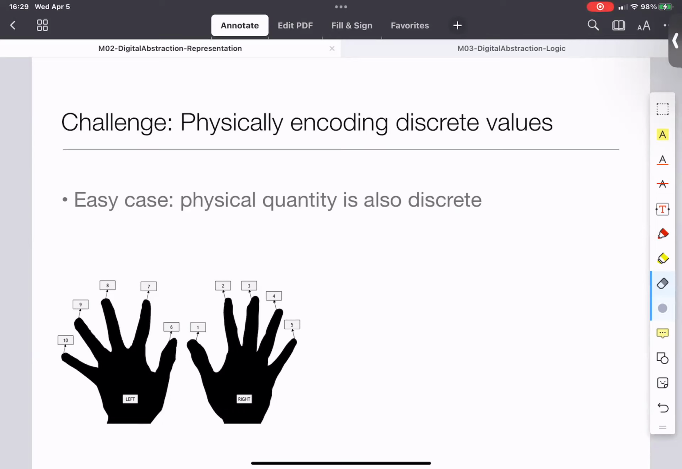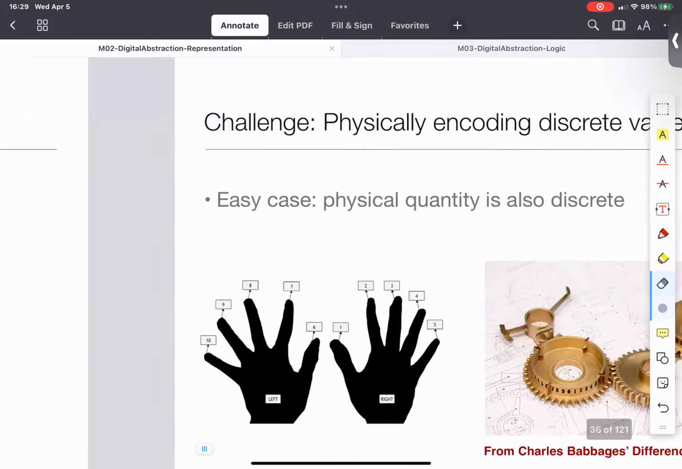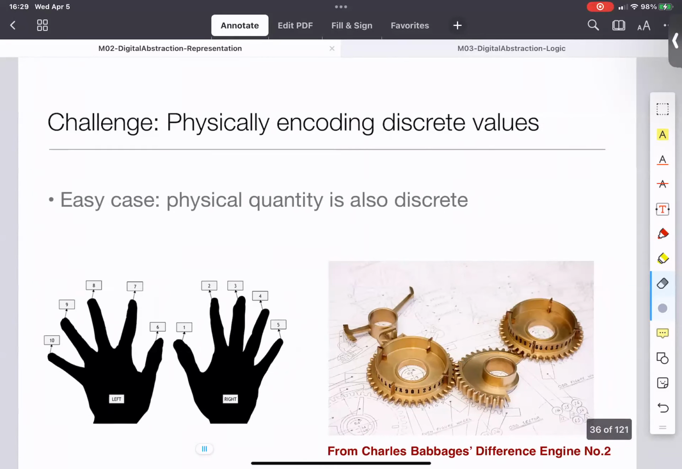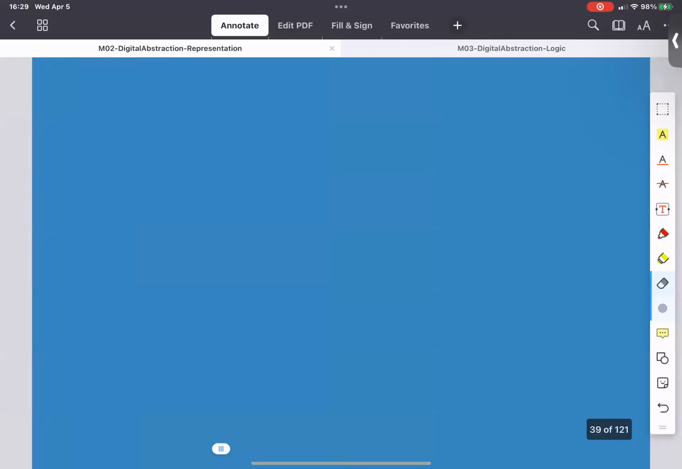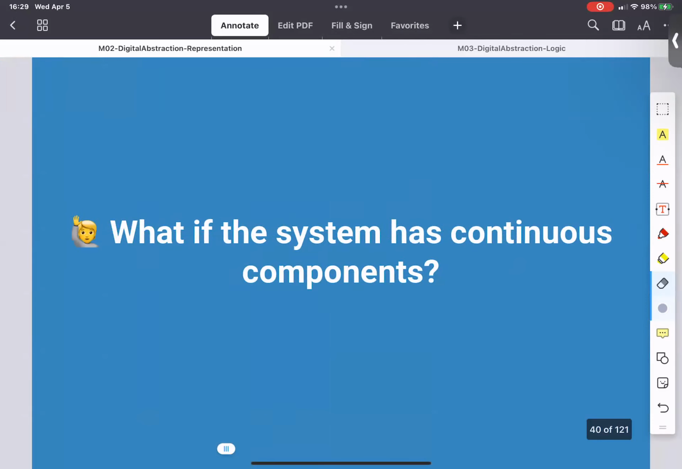Our computers are physical things, so I have to map it into something, and many phenomena could be used. Of course, we will do it electrically, but you could imagine, like with those early examples I had, mechanical gear position, switch position, all those kinds of things could be done. These are some examples. I have a link to the UCLA video, which I thought was pretty cool. I put it on the YouTube playlist. You can watch it.